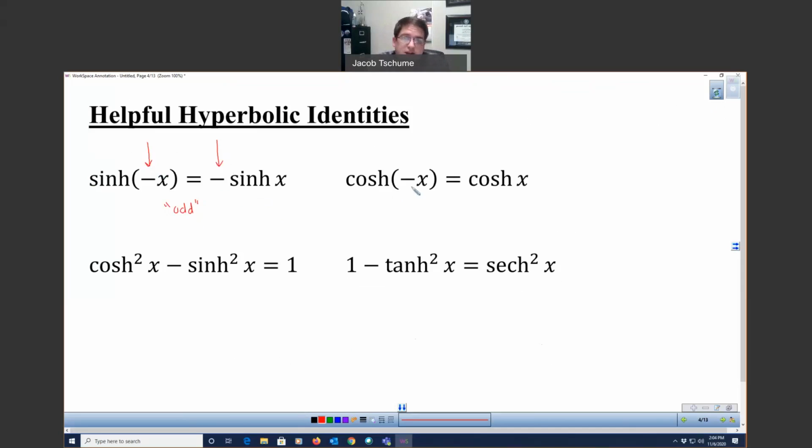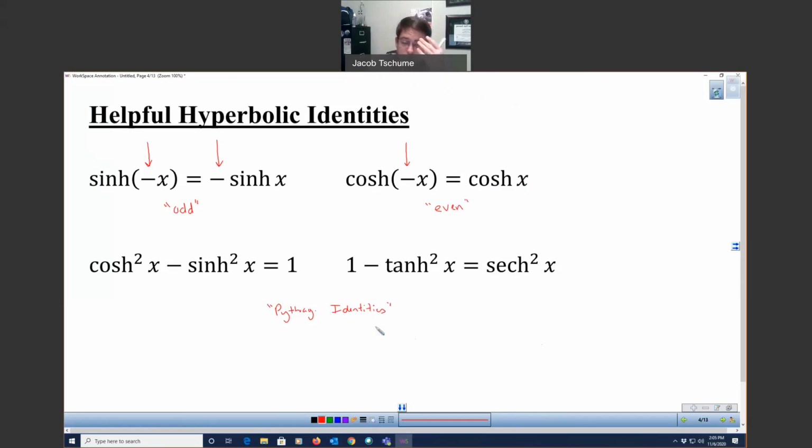Hyperbolic cosine, just like regular cosine, is an even function. So this is actually best case scenario. You can see that the negative inside of your hyperbolic cosine just goes away and there's not a negative at all. This is the definition of an even function, and that is what hyperbolic sine and cosine can be converted into. There are also a couple, if you remember from trig, Pythagorean identities.